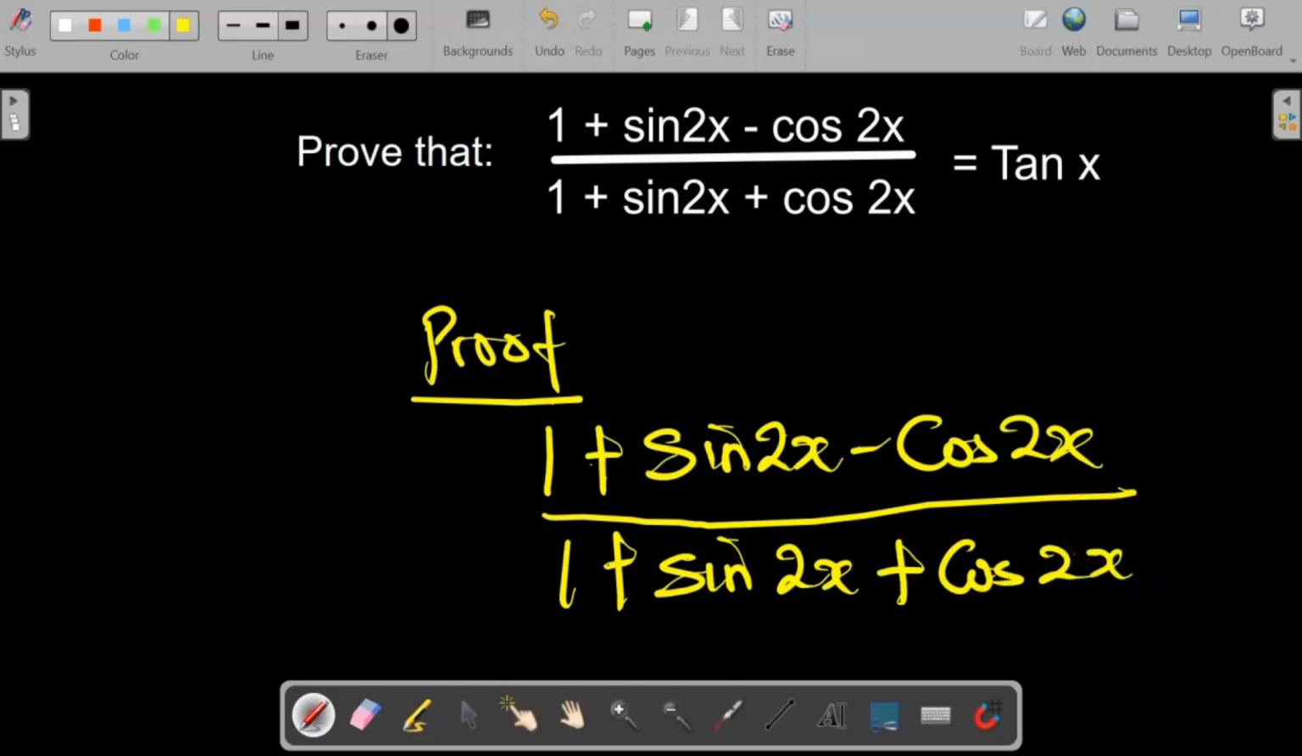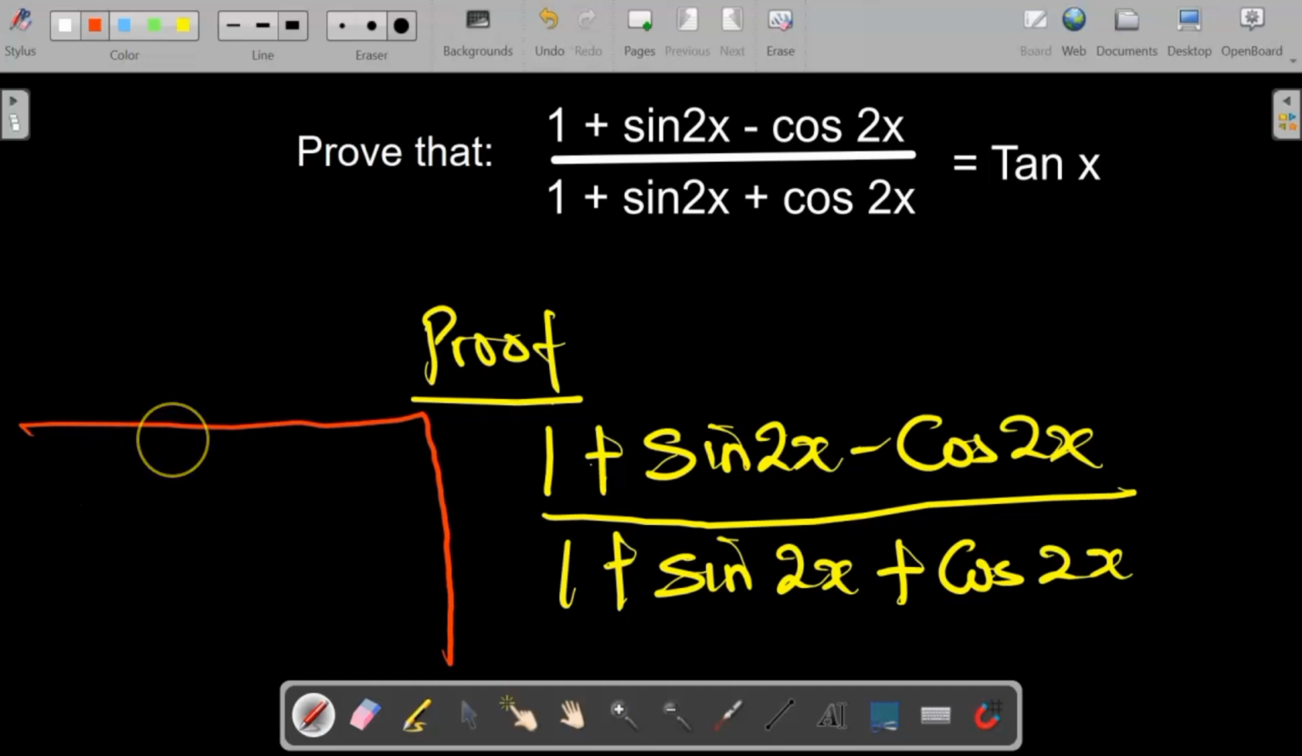Now, the magic of proving this identity relies entirely on choosing the correct substitution for cos 2x so that the constant 1 in the numerator and the denominator will cancel out. That is extremely important.